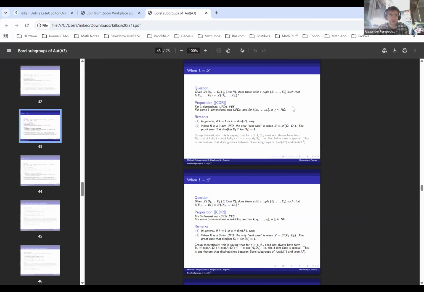Is the proof constructive? Does it give E1, E2? I don't think it's constructive explicitly, but we know what the recipe looks like, more or less. We use the fact that this intersection of kernels will be a PID. So I expect that we would be able to do it. Thank you.